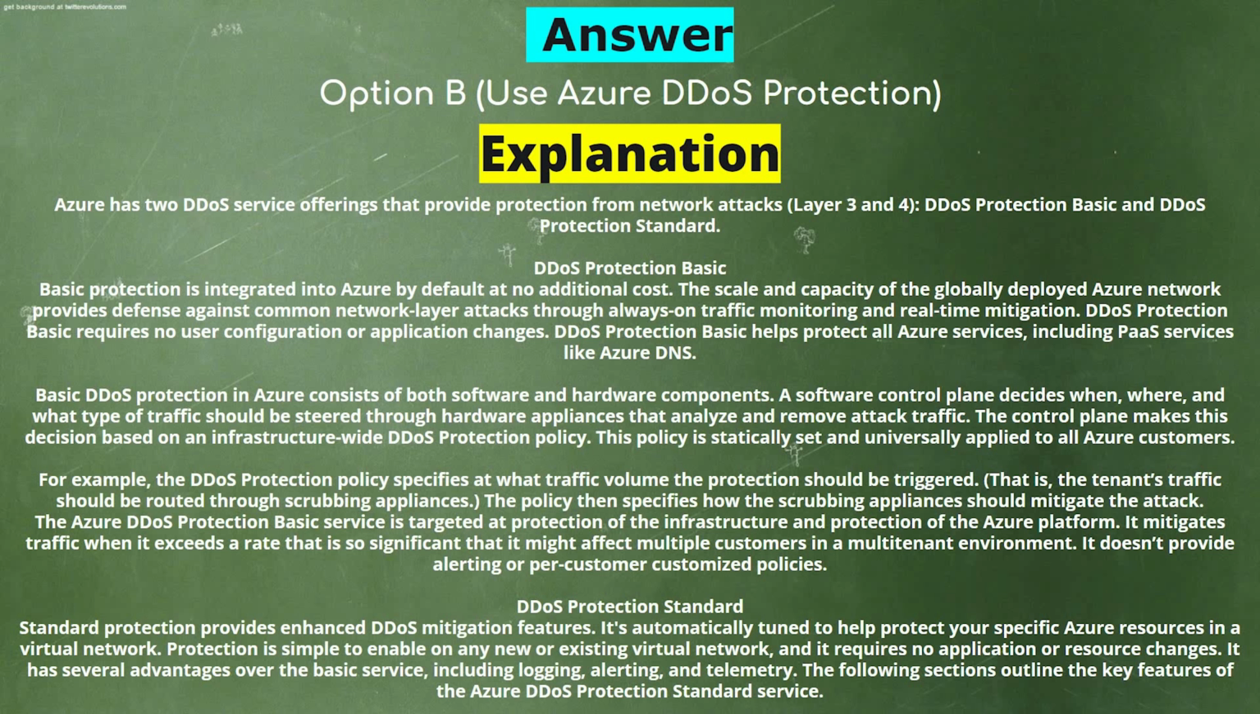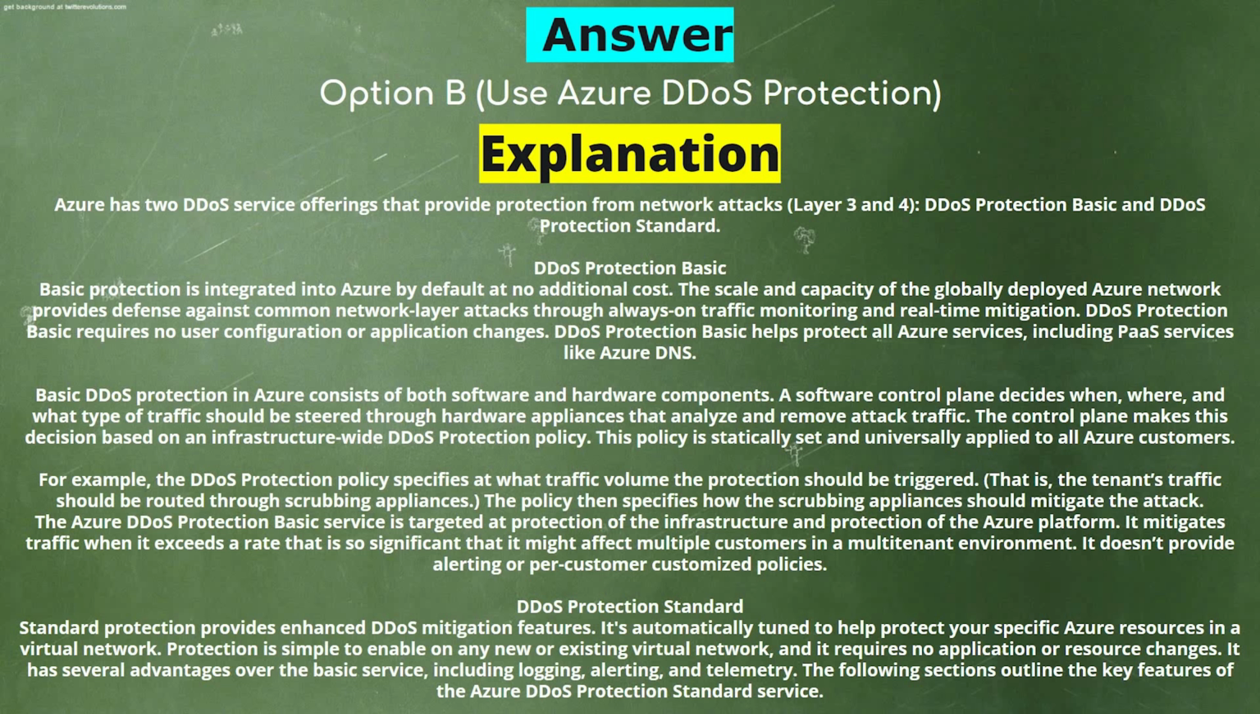It mitigates traffic when it exceeds a rate that is so significant that it might affect multiple customers in a multi-tenant environment. It doesn't provide alerting or per customer customized policy. DDoS Protection Standard provides enhanced DDoS mitigation features. It's automatically tuned to help protect your specific Azure resources in a virtual network.